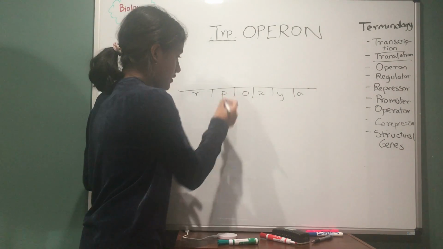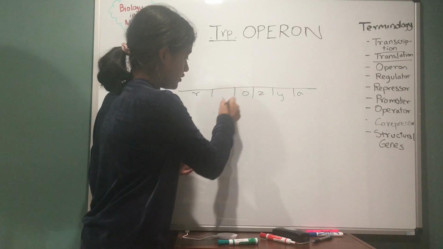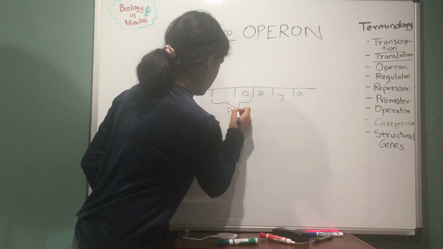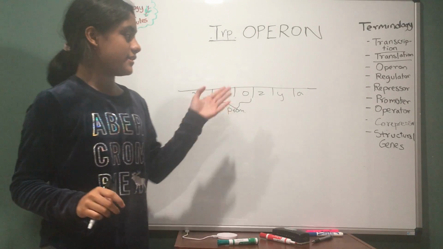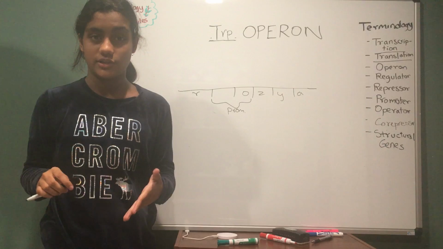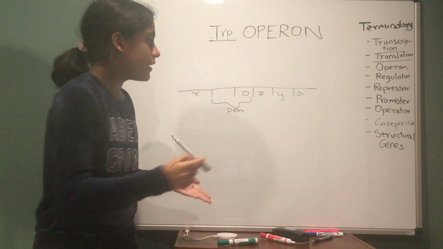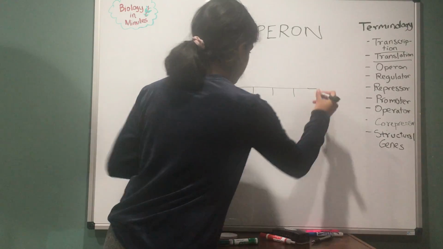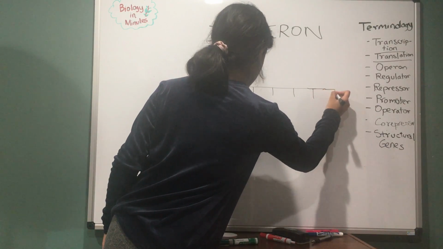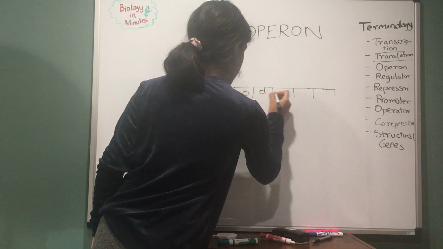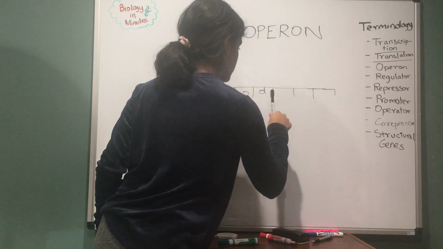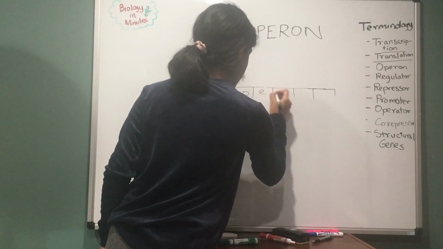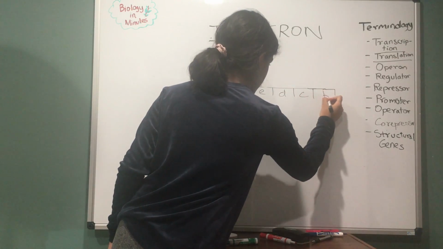Now another difference is that the operator is actually located within the promoter. Okay, and then instead of having 3 structural genes like we do in the Lac Operon, here we have 5 structural genes. And those structural genes are E, D, C, B, A.